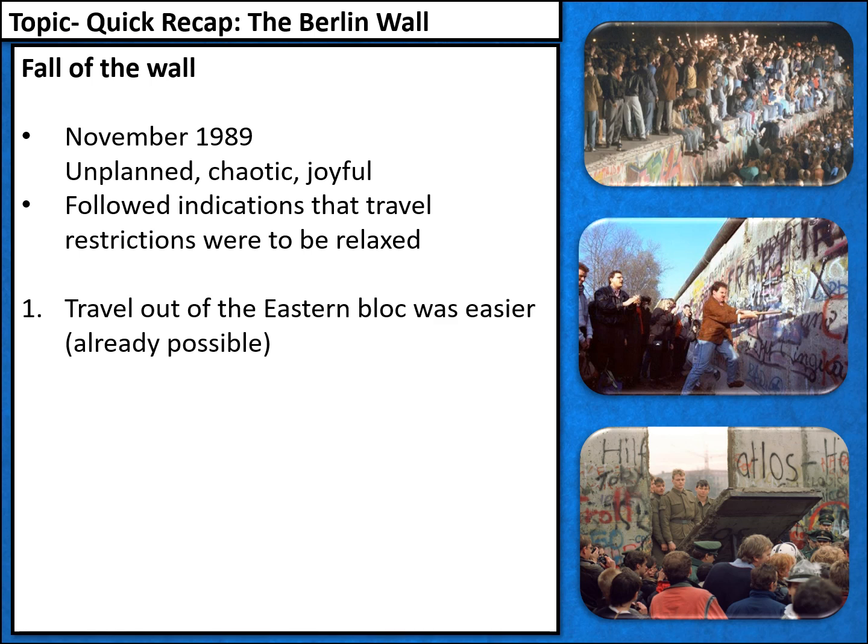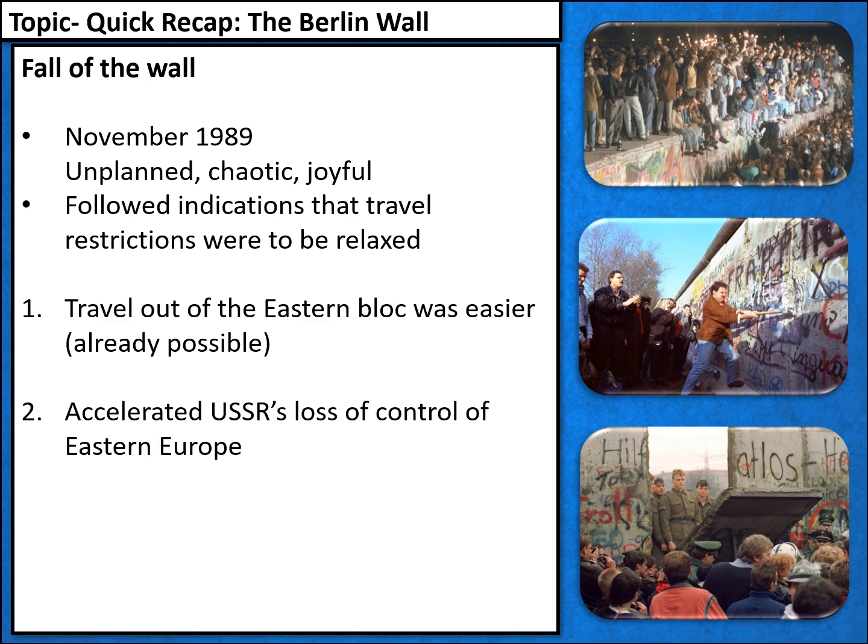In the weeks and months that followed, the significance of this became clear. We're going to look at four results of the wall coming down. Firstly, travel out of the Eastern Bloc was easier. It's probably relevant to note here that it was already possible to leave communist Europe. Czechoslovakia had previously opened its borders, so there was a route out, but it certainly made travelling out of the Eastern Bloc easier, particularly in Germany.